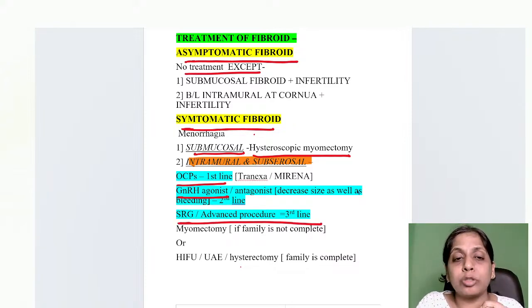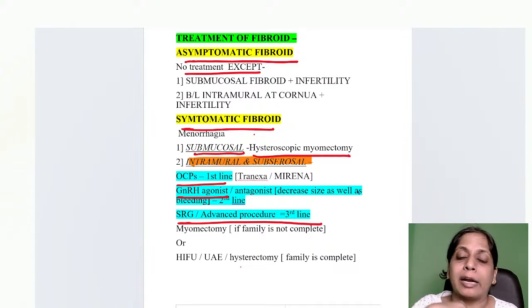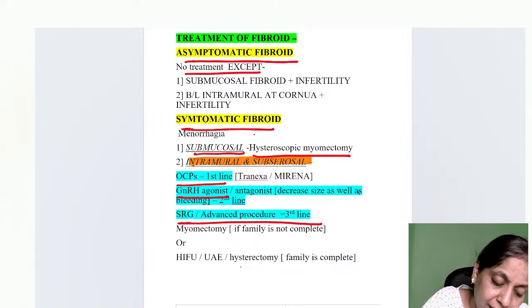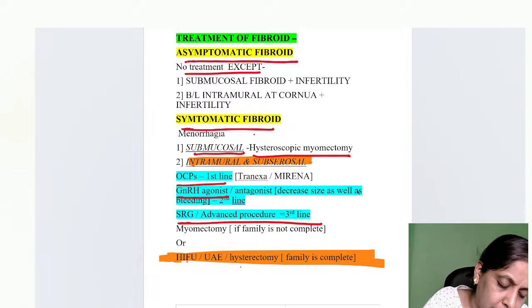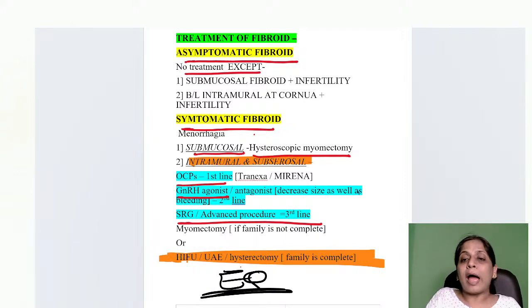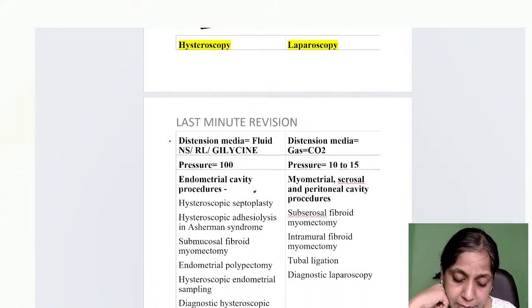If the family is not complete, then we will do only and only myomectomy, that is removal of fibroid. And if the family is complete, we can do hysterectomy, HIFU and uterine artery embolization. So please note here, HIFU and uterine artery embolization are only to be done if family is complete. This is one of the expected questions in your exam. HIFU and uterine artery embolization are to be done only if family is complete, in a similar way as we do the hysterectomy, because after that the endometrium never proliferates.